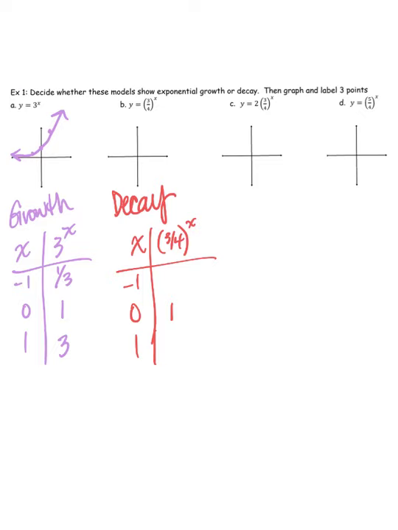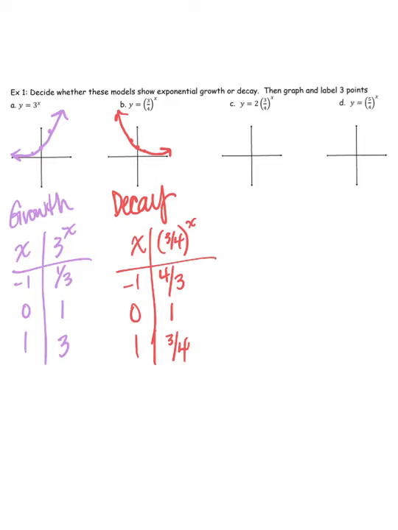I know that anything raised to the first power is just itself. And then if I raise that to the negative 1 power, that is going to reciprocate that fraction. So that's actually going to give me 4/3, which is a little bit bigger than 1. So if I plot these points, 0, 1, 1, 3/4, and then negative 1, 4/3, I see that decay.